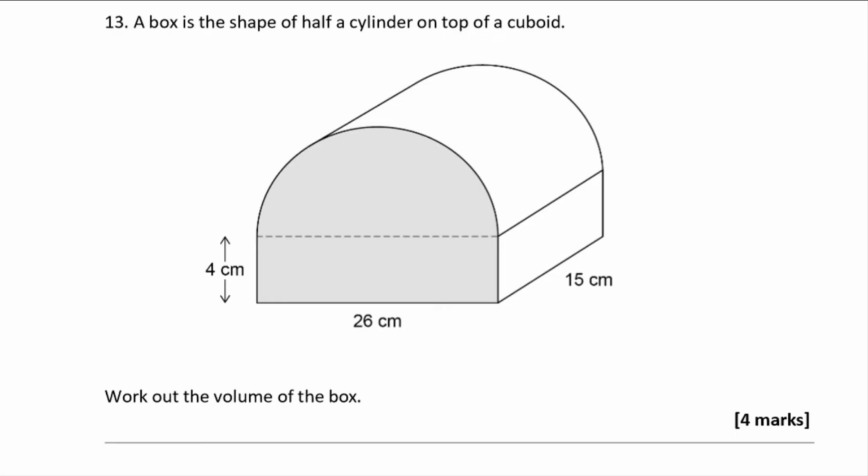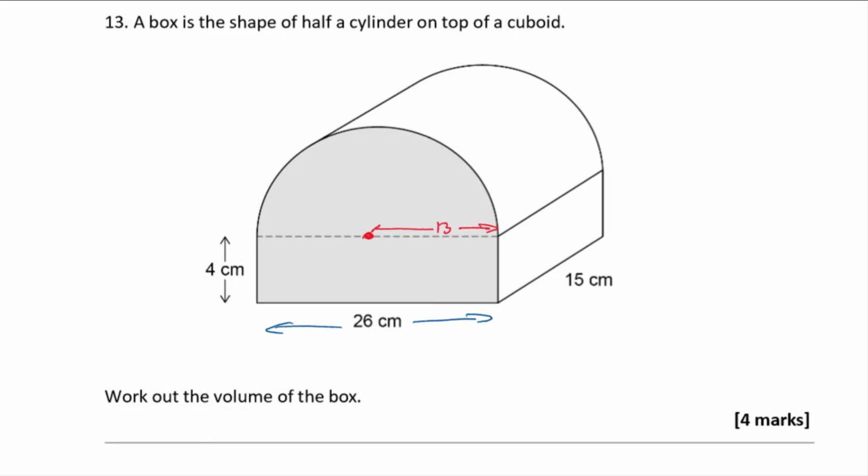Question 13. A box is the shape of half a cylinder on top of a cuboid. Work out the volume of the box. Okay, so if that is half a cylinder, then on top there, that is a semicircle, and so the center of the circle is there, isn't it? Okay, what's its radius? Well, we know that from here to here is 26 centimeters. So the radius then is going to be half that. It's going to be 13. So this circle is going to have a radius of 13.